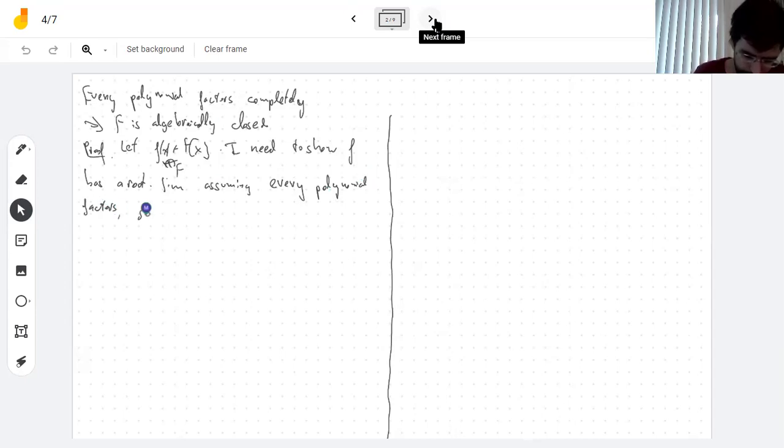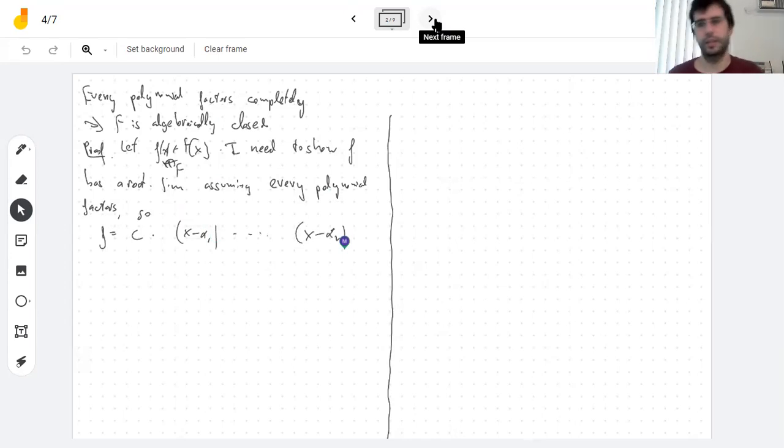So this means I can write F as some constant and then a bunch of degree 1 polynomials. And I can just make them monic by pulling that constant out. So does this polynomial have a root? I'm gonna give you a second to answer that. Yes, it has a root.